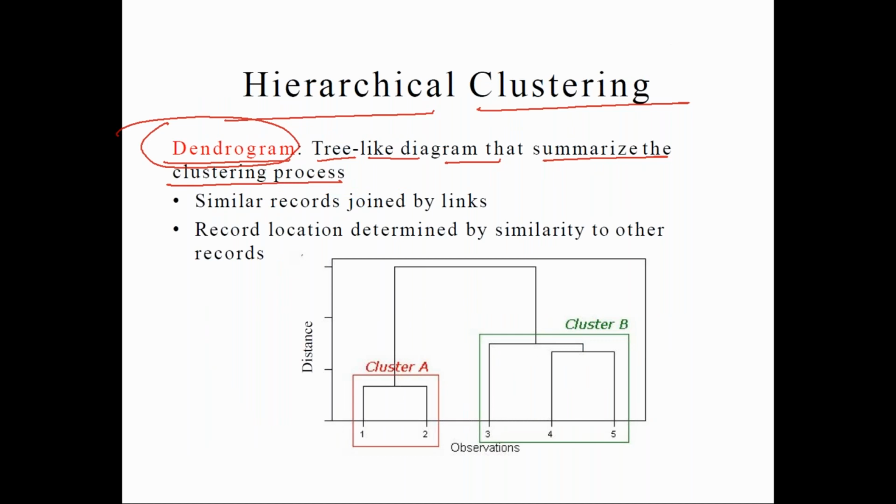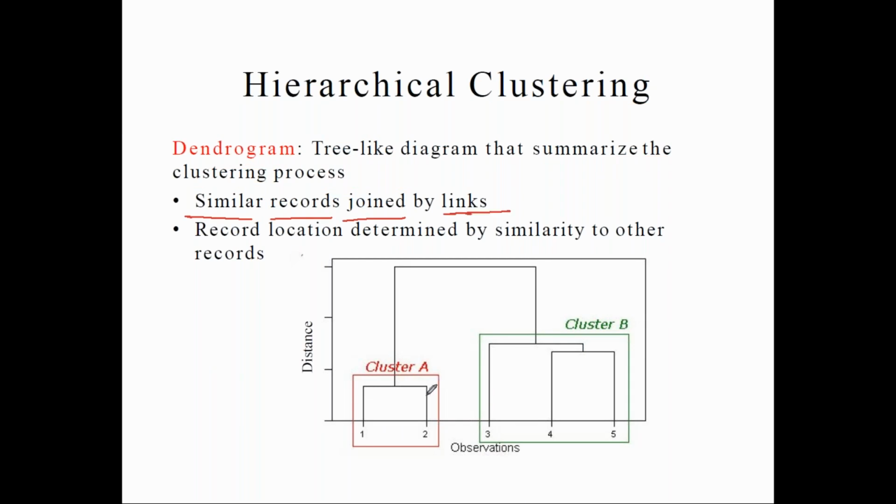Similar records are joined by links. See here, 1 and 2 are similar, so they are joined by this particular link. If you hold this link, your 1 and 2 are connected to each other. If you hold this, which two are forming a cluster? It is 4 and 5. If you hold this, 3, 4, 5 is formed as one cluster.